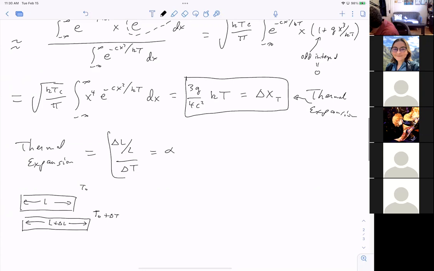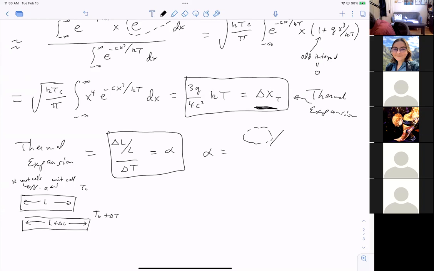It's just the change in length per change in temperature. And we can calculate that now, because we know that if each atom moves by amount delta X, and suppose that the length is N times A, where A is the unit cell size and N is the number of unit cells, then I would say alpha is equal to something divided by L, where L is N times A, divided by delta T, where I'll just call that T, because we'll measure, let's suppose that T naught equals zero for convention.